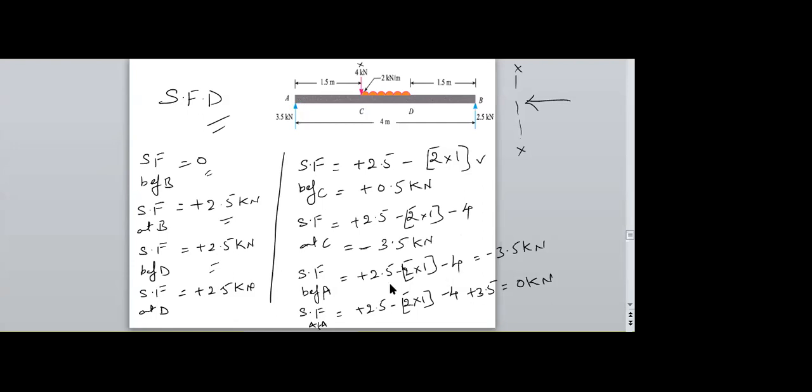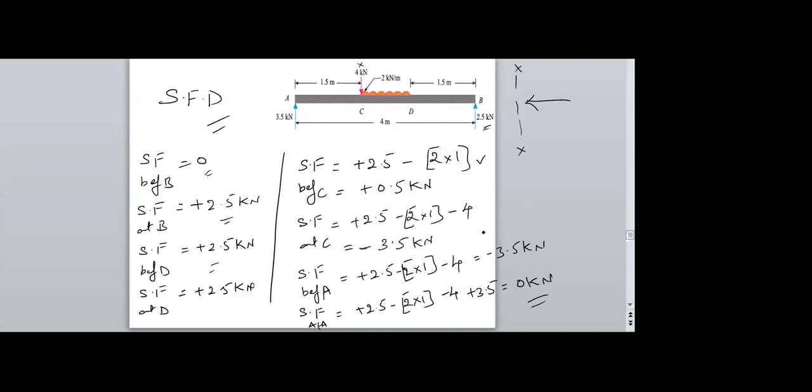Before A, whatever the forces on my right hand side, no need of considering 3.5 kilonewtons; consider the whole right side. So I am getting -3.5 kilonewtons. At A, I need to consider the positive 3.5 also now. So 2.5, 2 into 1, -4 and positive 3.5 give us 0 kilonewton.